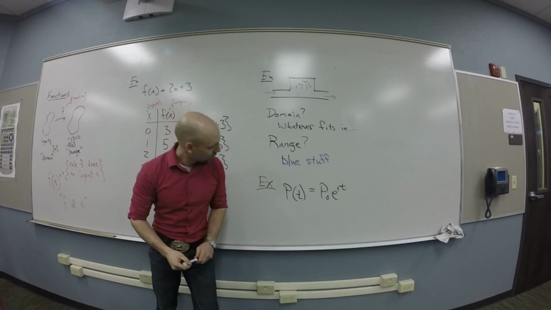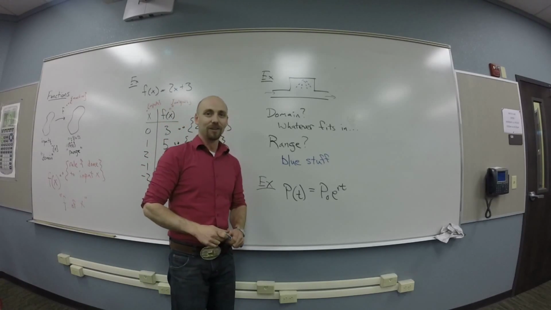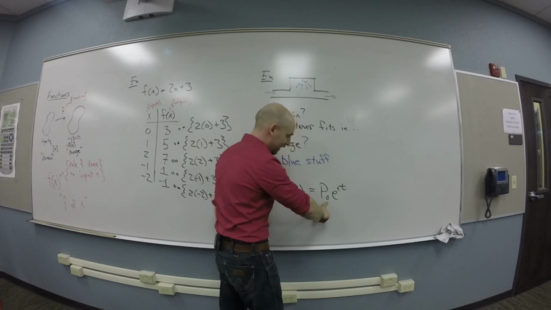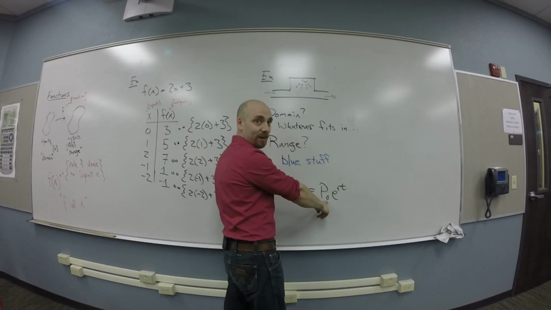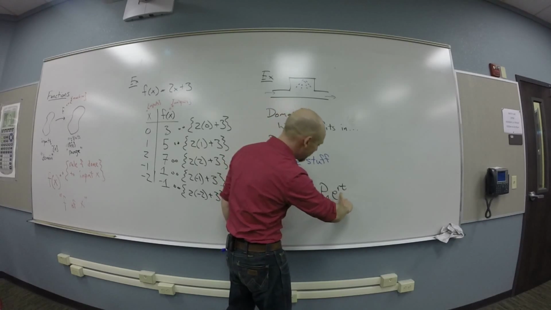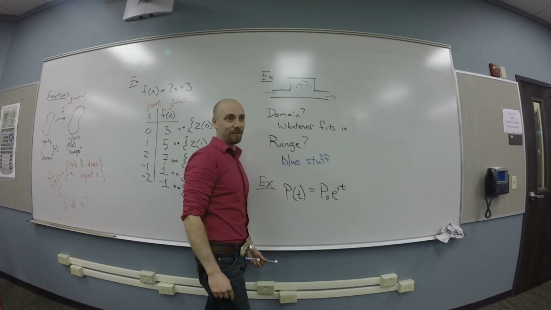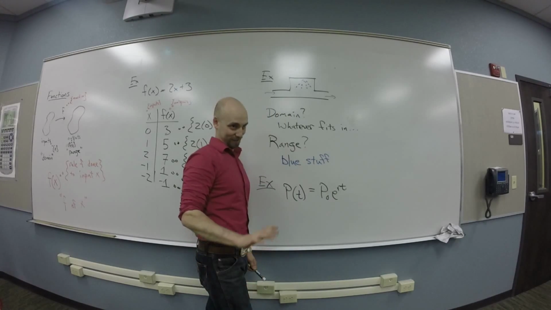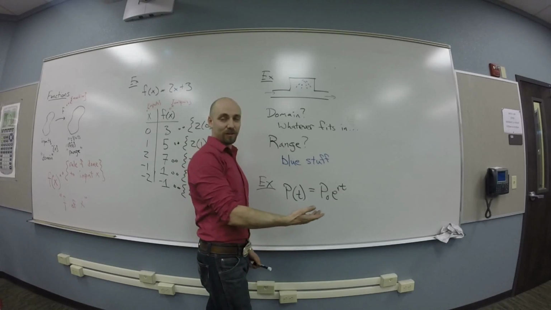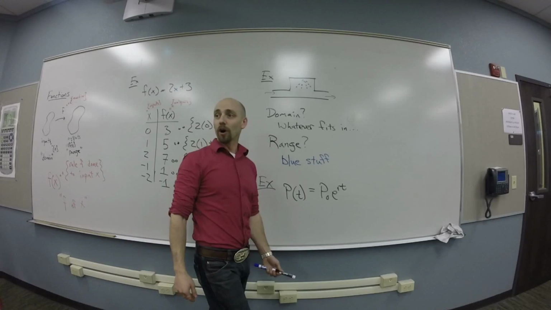This is a P with a 0 decorating the bottom of it, P of 0, and this is an E with a little r and a t in the exponent. Subscript and superscript. This is what biologists call the PERT model. This is for exponential growth.